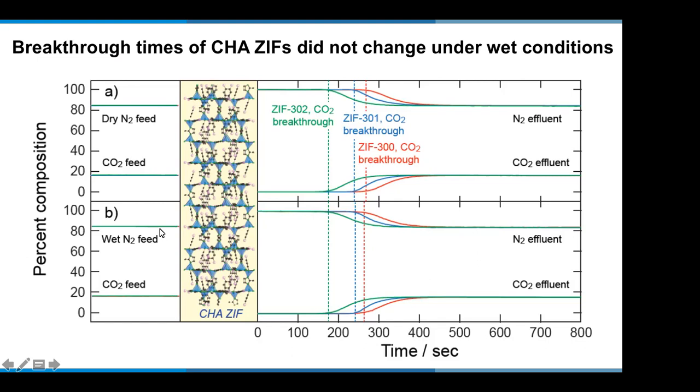You can see here that even in wet stream, CO2 is held into the pores and breaking through at exactly the same breakthrough time as you see for the dry. This is quite powerful. This means that you have a material that can pull out CO2 from flue gas and exclude water so that water does not cause any complication. The problem with these hydrophobic ZIFs is that the capacity for CO2 is not as high as we would like it to be. But nevertheless, the idea of selectively removing CO2 from flue gas is demonstrated using these materials.